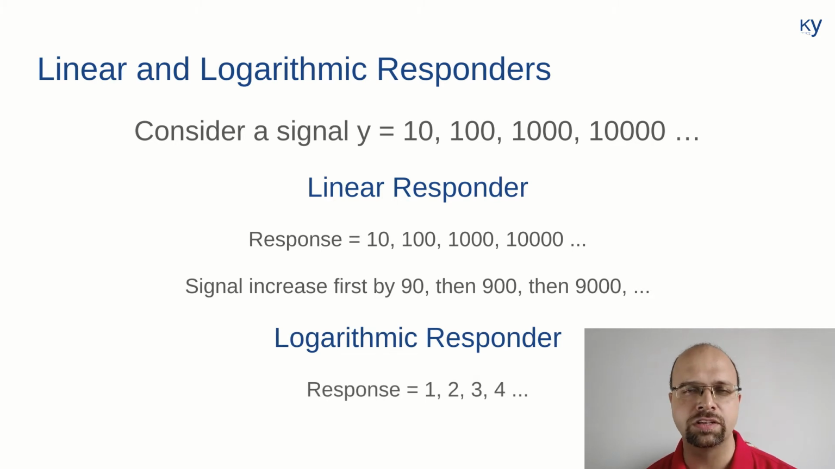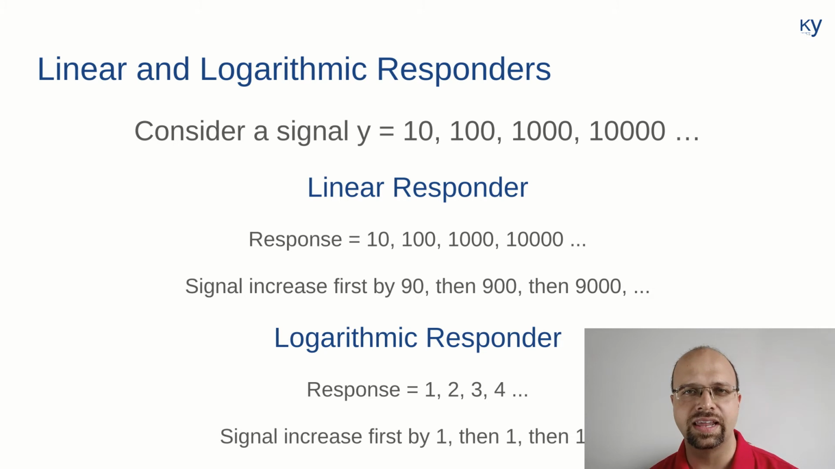Why? Because a logarithmic responder can only see the log of the value. So it sees log of 10, it says 1. It sees log of 100, it says 2. It sees log of 1000, it says 3. And if you ask a logarithmic responder, hey, how is the value changing? Then it says it is first increasing by 1, then again increasing by 1, and then again increasing by 1. So you see how the linear and logarithmic responders are very different from each other. One is noticing changes as differences. The other is seeing the change in the power.